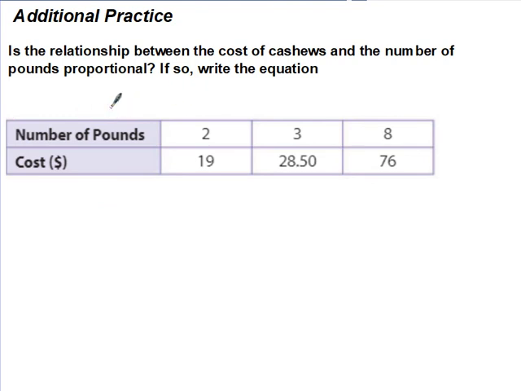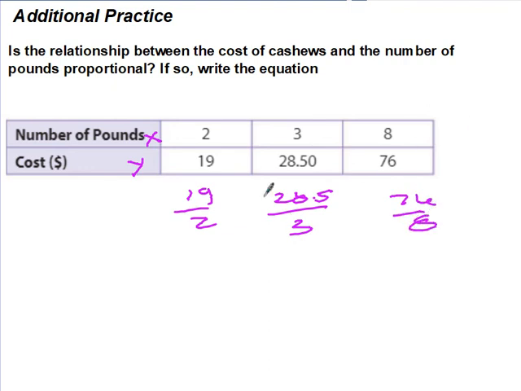Is the relationship between the cost of cashews and the number of pounds proportional? If so, write the equation. So cost of cashews, number of pounds. So I know here's my Y, here's my X. This is 19 over 2, 28.50 over 3, 76 over 8. Those are my 3 division problems that I need to actually check.